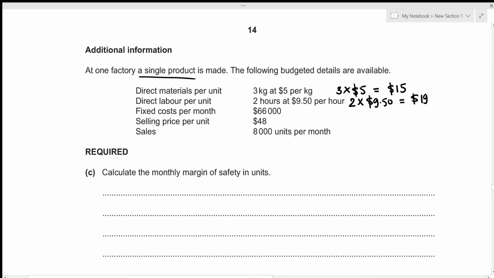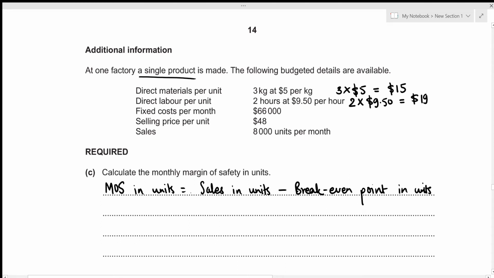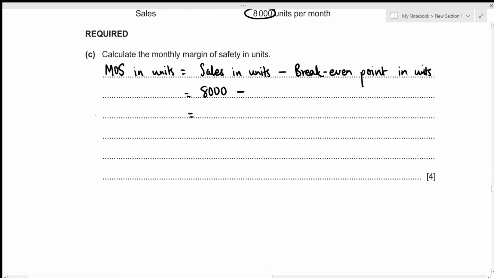Now we need to calculate our monthly margin of safety in units. Okay, so we just wrote down our margin of safety in units formula above, and that is just the sales minus break-even point in units. Okay, we already have our sales in units right here. That's 8,000 units per month. But we do not have our break-even point in units. So first we need to figure that one out. Let's write down our formula for break-even point in units.